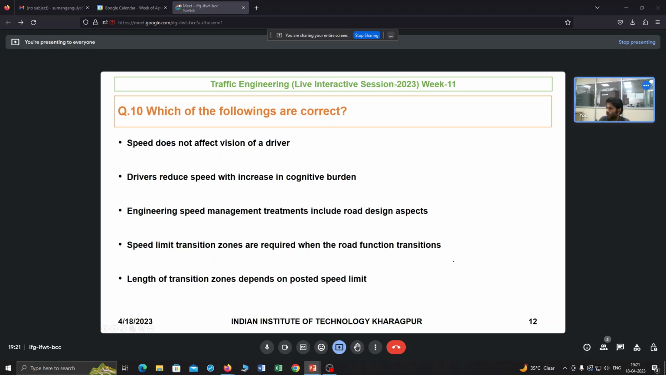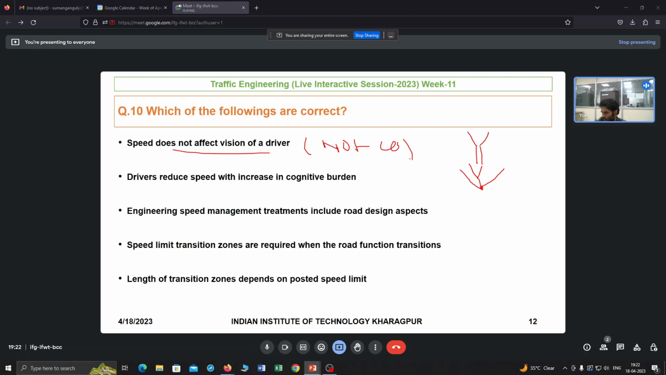Sorry. So speed does not affect vision of a driver. If you remember in the first, initial module, what we said is that as the speed increases, your field of vision narrows. If I have 0 km speed, I can see; if my speed increases, this vision narrows down. So it affects. So it is not correct.